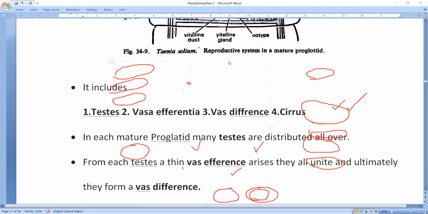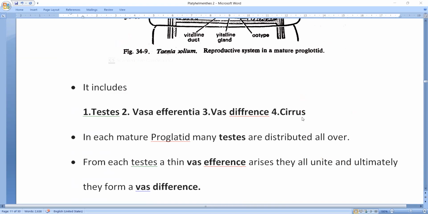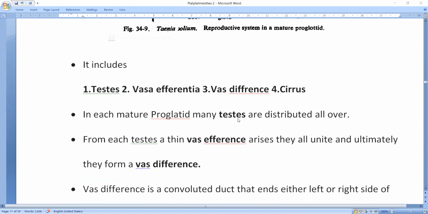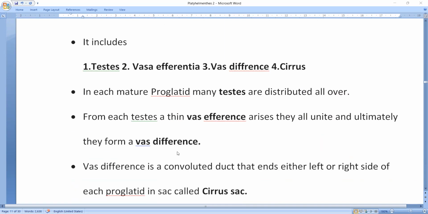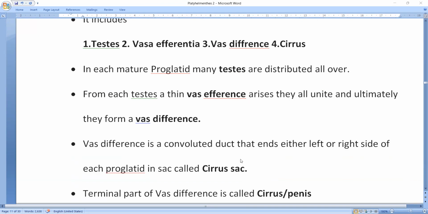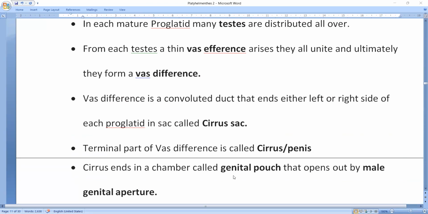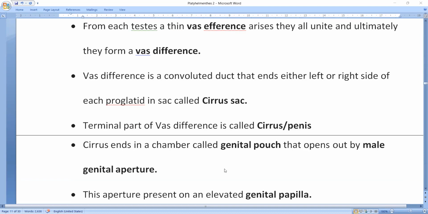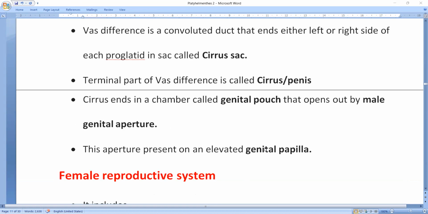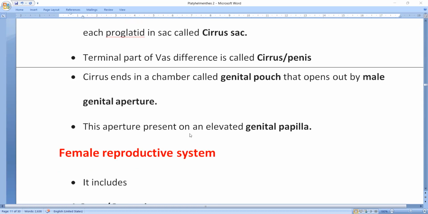See, you can see the parts: testis, vas efferentia, vas deferens. Cirrus is nothing but a penis. Many testes are present. They open into vas efferens, all the vas efferentia open into vas deferens. Vas deferens opens into the cirrus sac as cirrus. That opens into the genital pouch. There is a male genital aperture at the tip of the cirrus or penis. This aperture is present on an elevated genital papilla.